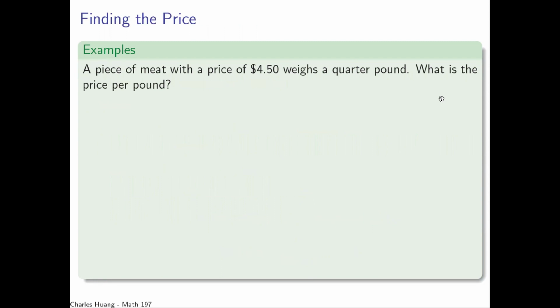Let's look at another example. Here we have $4.50, the total price that we pay. We have a quarter of a pound, 1 divided by 4, and that's the weight of the meat that we bought. We want to find the price in dollars per pound.